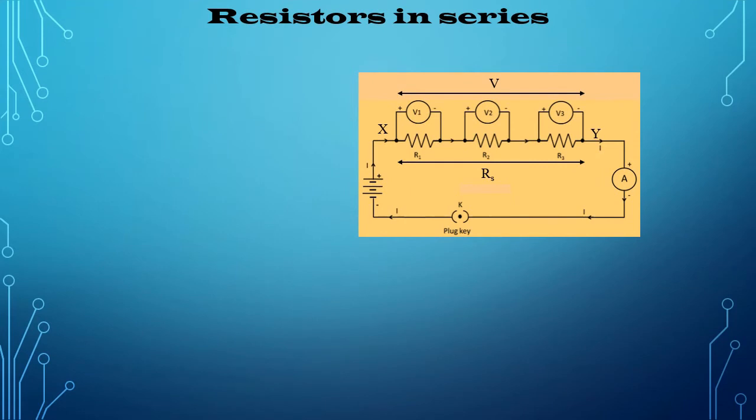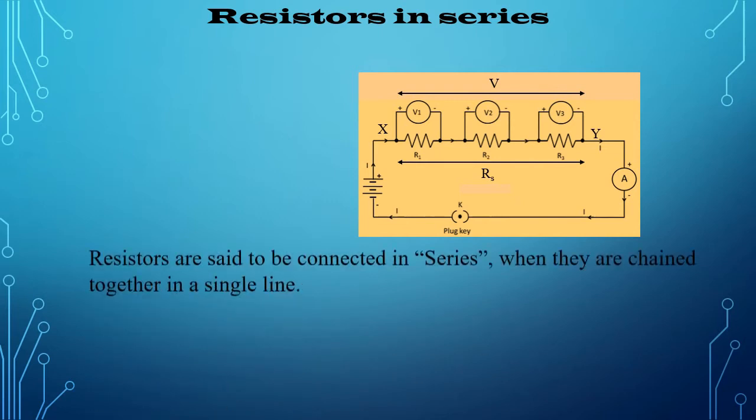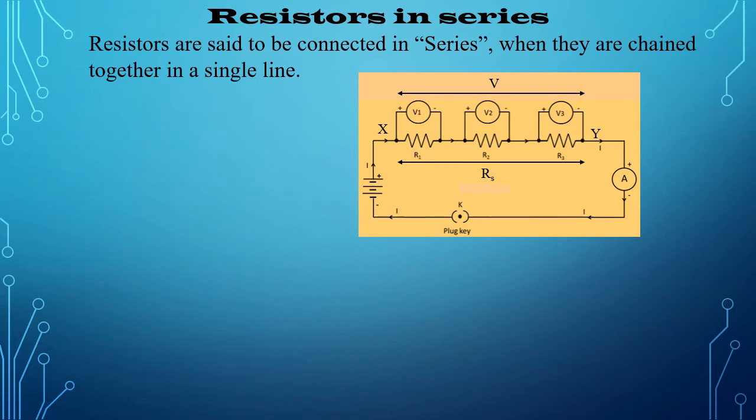Let us study the series arrangement of the resistors. Resistors are said to be connected in series when they are chained together in a single line. As you can see in the diagram, the ends of the three resistors are connected so that they follow one after the other in a single line. These resistors are said to be connected in series.